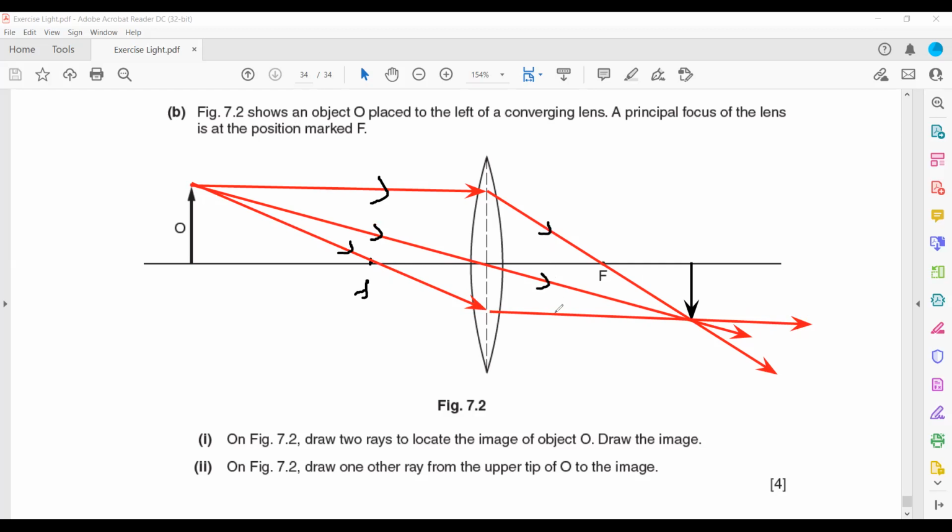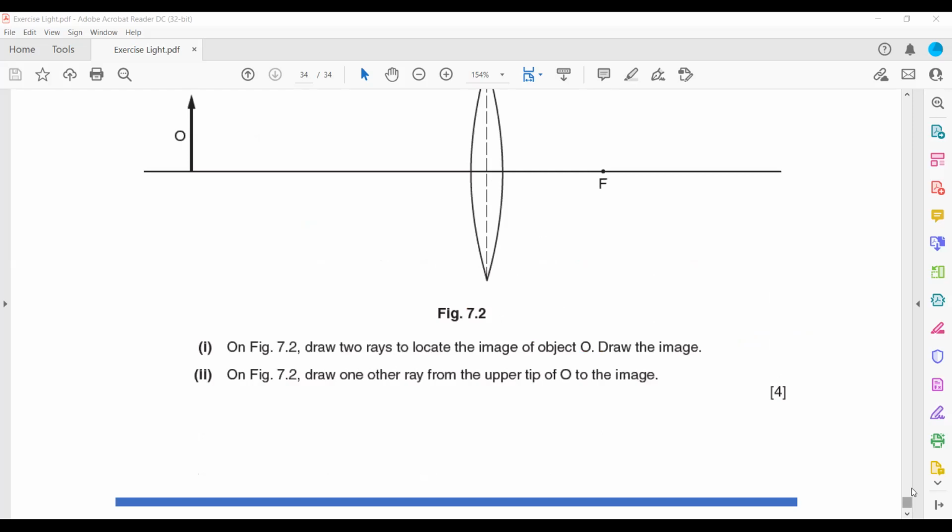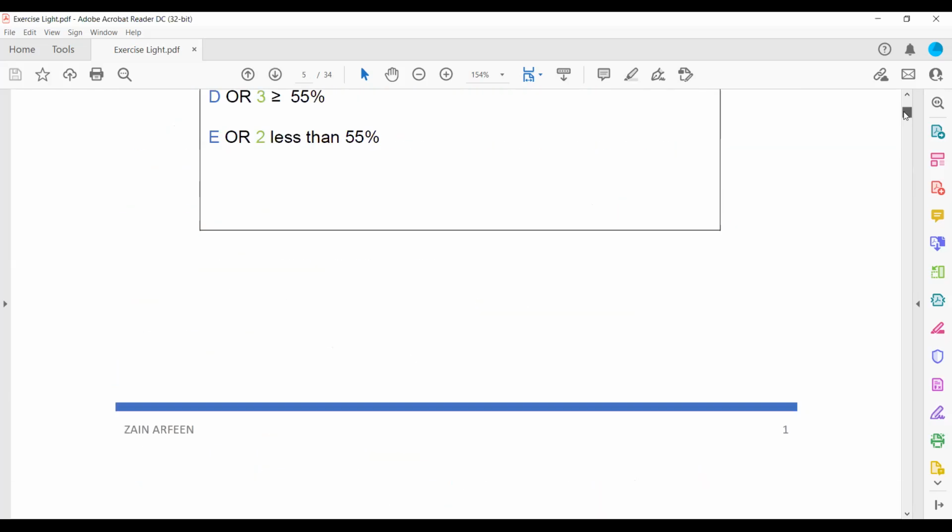Is it clear how the image is formed by a convex lens as a magnifying glass? In this case, it's not a magnifying glass, but the convex lens can form an image as a magnifying glass or it can form a real image. In this case, the image is real, inverted, and it is a bit smaller in size. So this was the last question related to the topic lens.